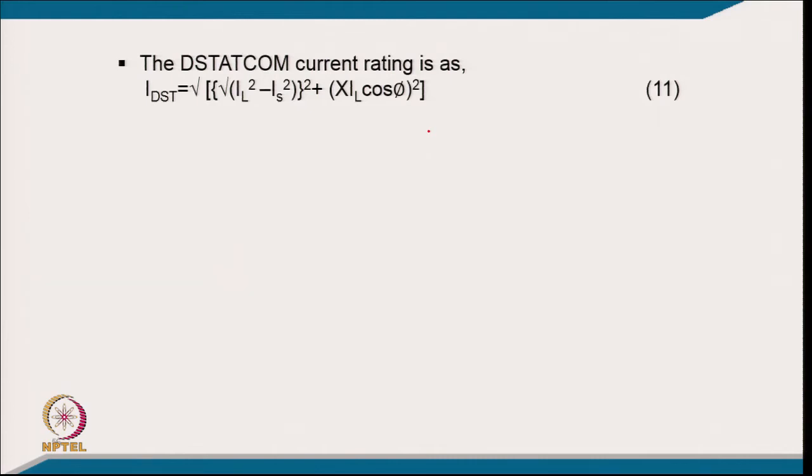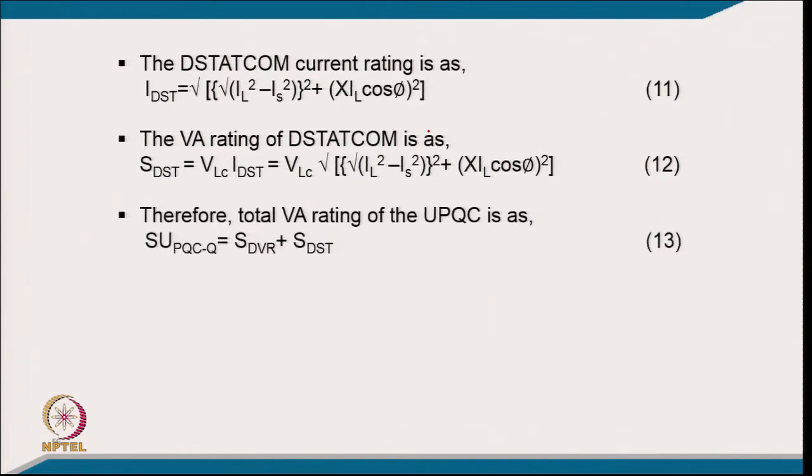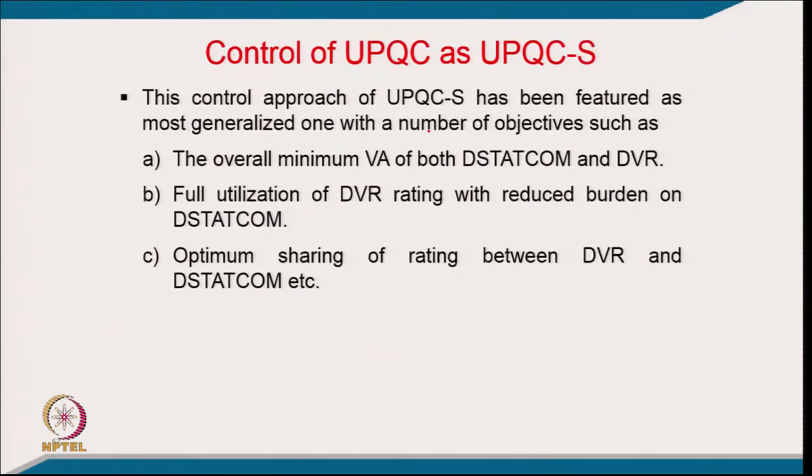And for the DSTATCOM rating, because you just put the active power here, that is the reason it goes to the square root of (IL squared minus I squared) plus (X IL cos phi) squared, and the VA rating of the DSTATCOM is VL times IL of the DSTATCOM. So that gives the rating of the DSTATCOM, and the total rating of UPQC comes as S equal to S DVR plus S DSTATCOM.